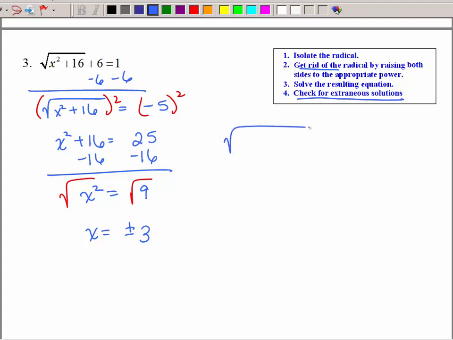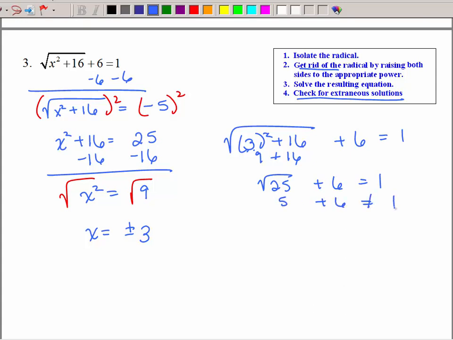Alright, so I'm going to check one at a time. So I have 3 squared plus 16 plus 6 equals 1. That's 9 plus 16, that's 25. Well, you should know that that's 5 plus 6, and that is not 1. So positive 3 does not work.